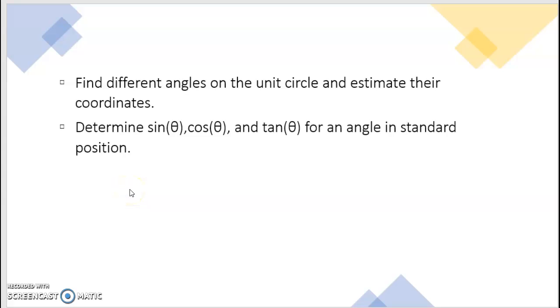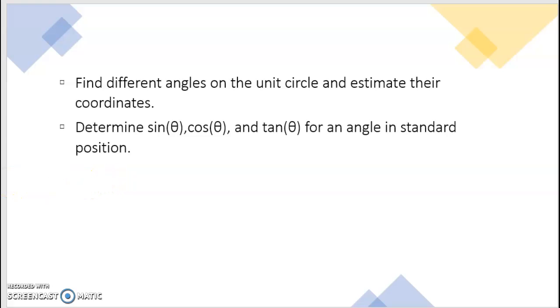This is the review for 7A. The two targets or success criteria in 7A are finding different angles on the unit circle and estimating their coordinates, and to determine the sine, cosine, and tangent for an angle in standard position.